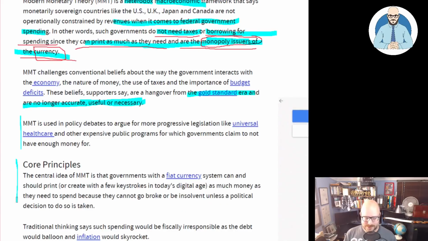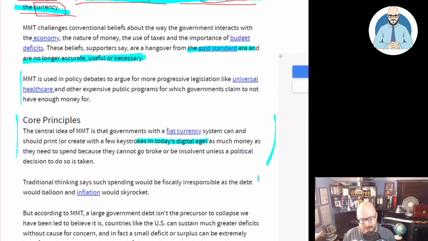So the core principles. The central idea of MMT is that governments with a fiat currency system can and should print or create, with a few keystrokes in today's digital age, as much money as they need to spend because they cannot go broke or be insolvent unless a political decision to do so is taken. Because this has happened before, historically, and it hasn't ended well.